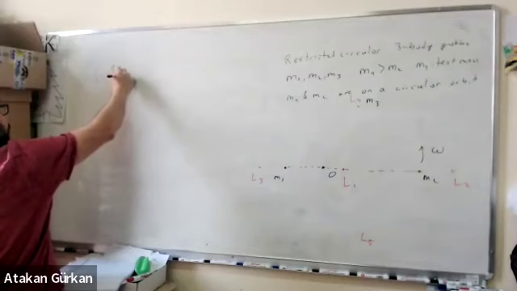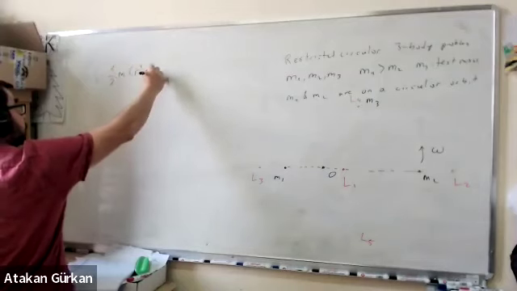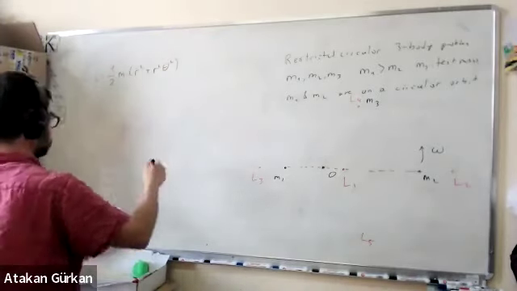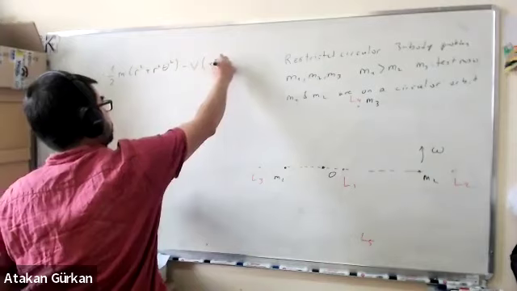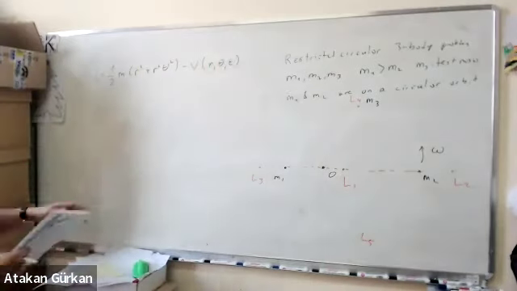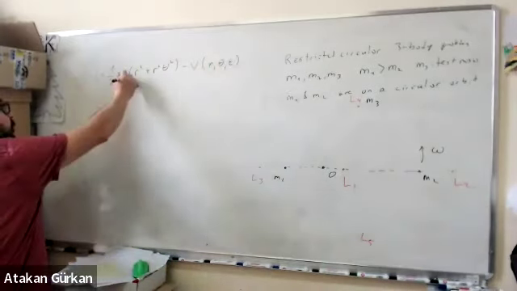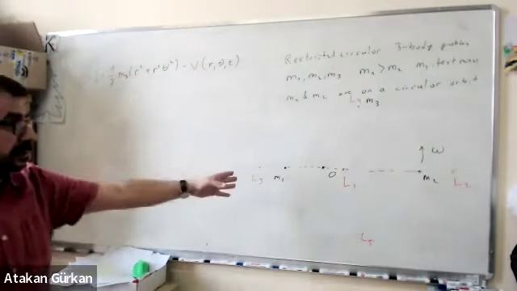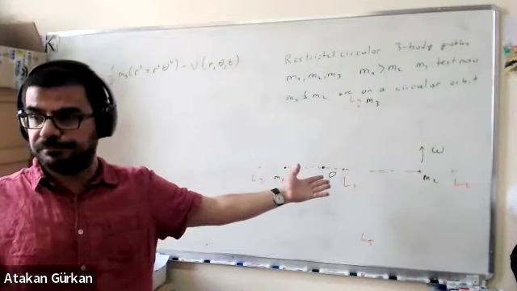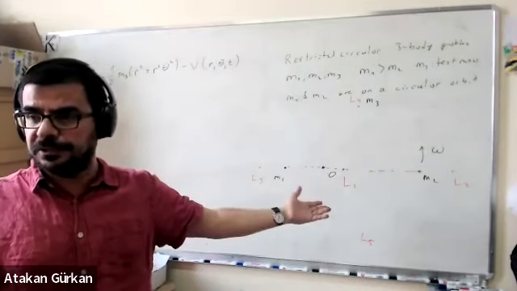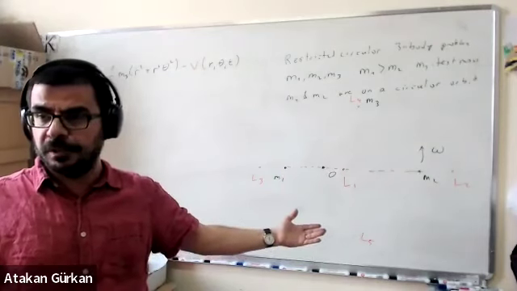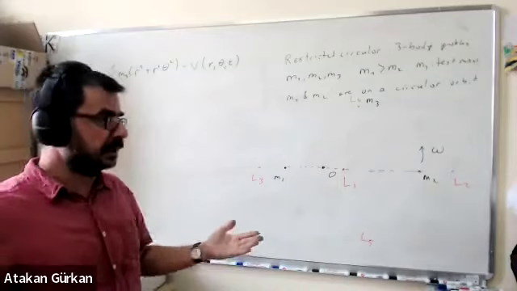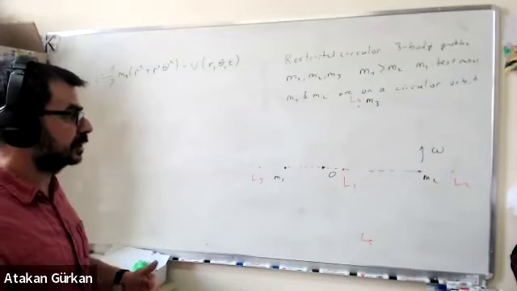So this is a half m r dot squared plus r squared theta dot squared minus U of r, theta, and t. Now, our Lagrangian only involves m3, because these guys are just moving on circular orbits. I can add their kinetic energy, I can add their potential energy to the system, but it's not going to change anything. I'm just adding a constant. Right? They're just moving on circular orbits.